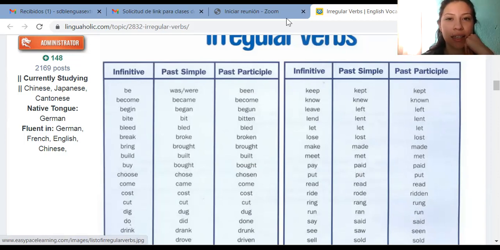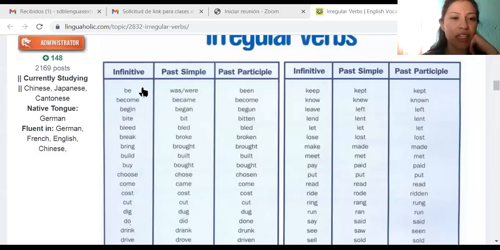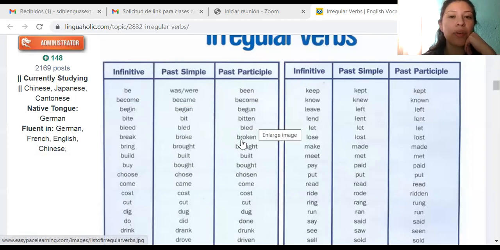As you can see here on the screen, we have three columns. You have the infinitive column, then your past simple, and then your past participle. Past participle is the form that we're going to use when we're talking about past perfect, okay? So as you can see, we have be, was, which is our past, and then we have been. This is the column that you're going to use when you are talking about past perfect.